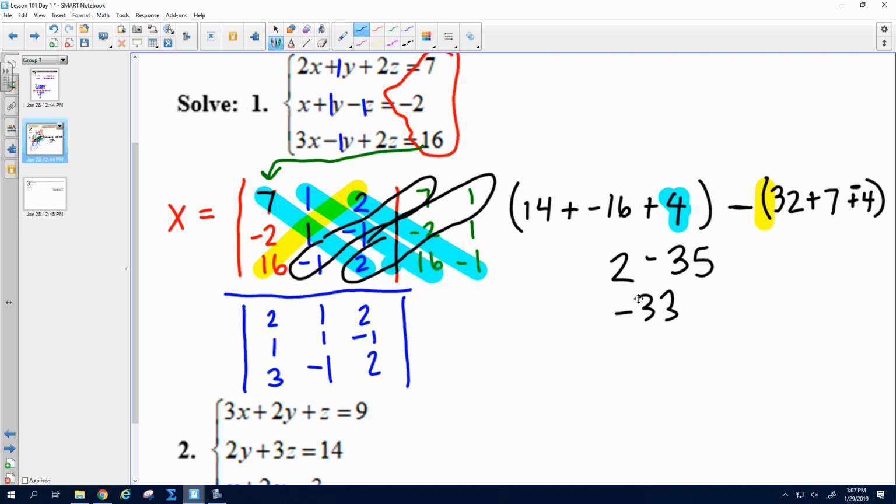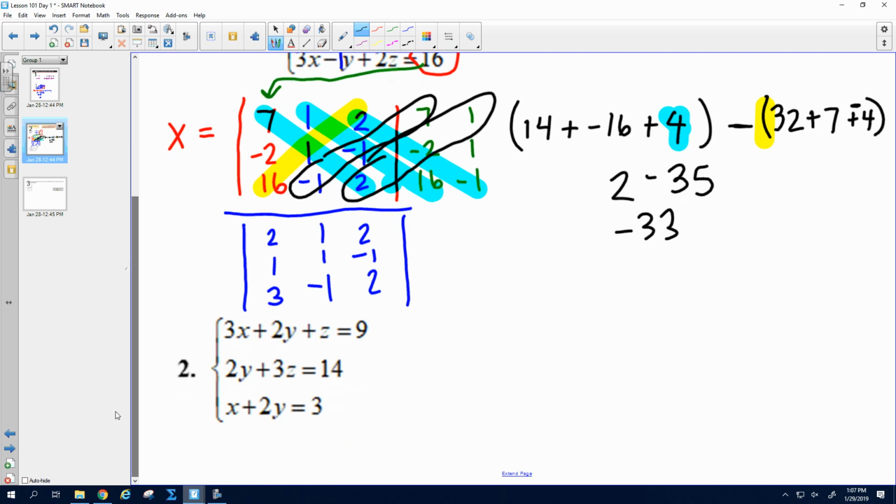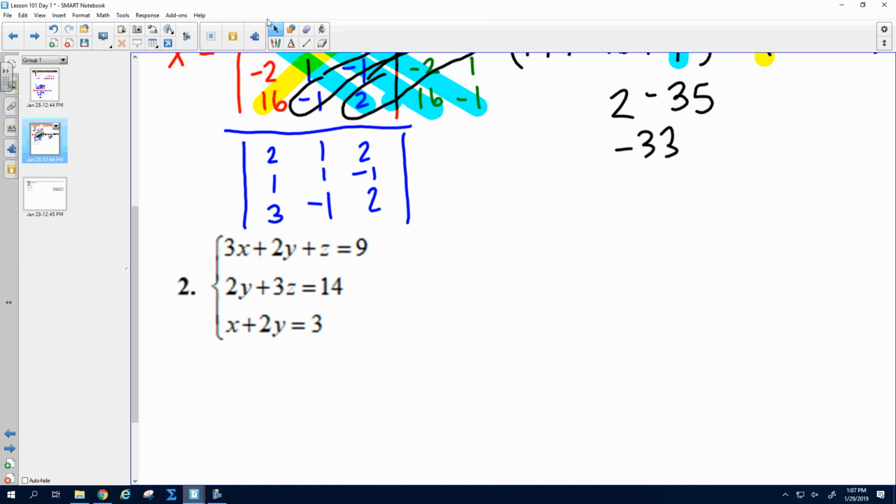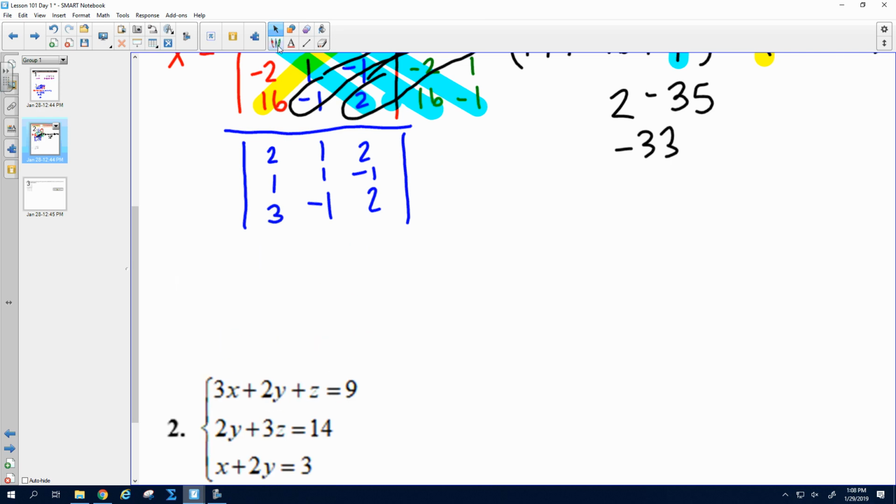That is just the numerator right there, right? So this whole determinant of just the top is negative 33. So now I have to do the same thing with the bottom part. So I'm going to go ahead and rewrite the first two columns. So I have 2, 1, 3, 1, 1, negative 1.